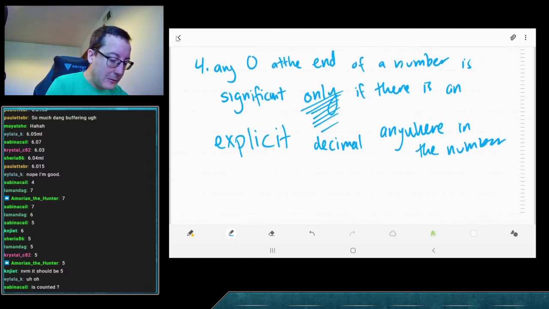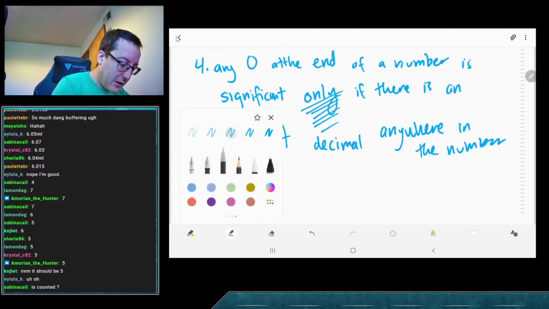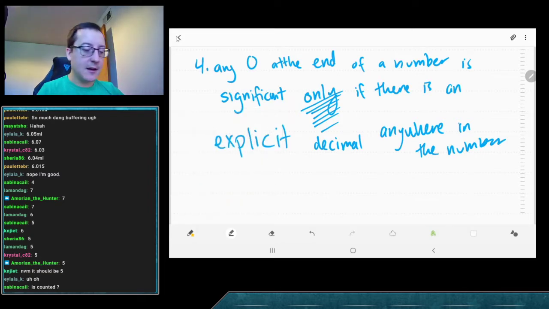And so, if we take a look at a few numbers, let's see here.